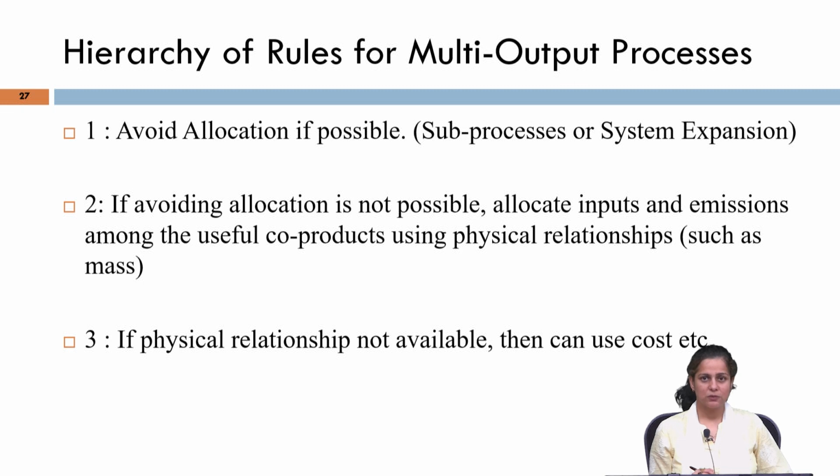First, in LCA we try to avoid allocation as much as possible. If we have information about sub-processes or system expansion, we do that. If we cannot avoid allocation, then we allocate inputs and emissions among the useful co-products using physical relationships such as mass, volume or energy. And if a physical relationship is not available, then we can use the cost of each of the products. We will go through more detailed examples of system expansion and allocation rules in the next few minutes, and then we will go into the computational structure.